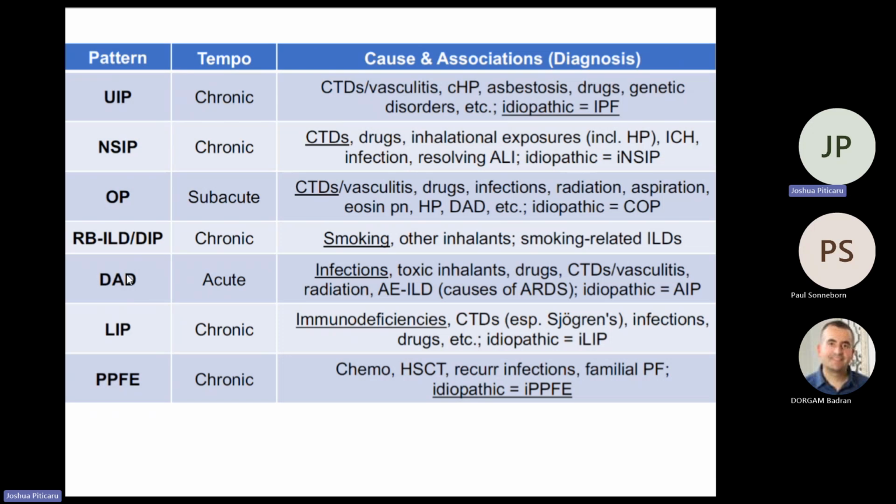So DAD is what you'll see in the ICU. And if it's idiopathic, it's called AIP, or acute interstitial pneumonitis, which is, if you don't know the cause of ARDS, that's it. If you know the cause of ARDS, that's ARDS. The treatment is the same. First of all, remove the offending agent or give underlying causal treatment, then lung protective ventilation of all the types that we know.